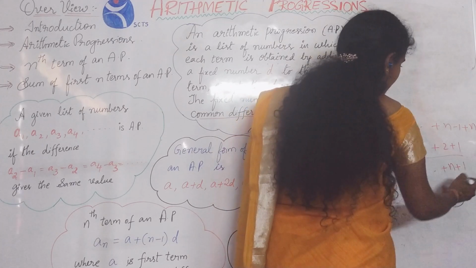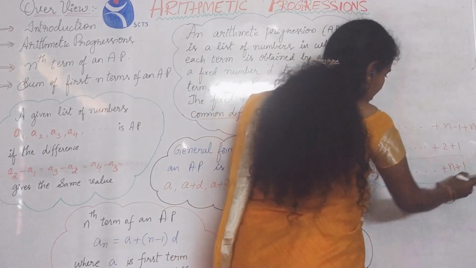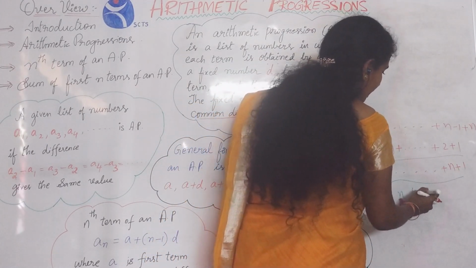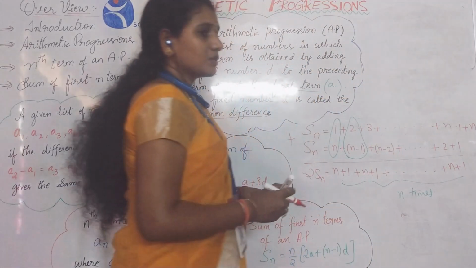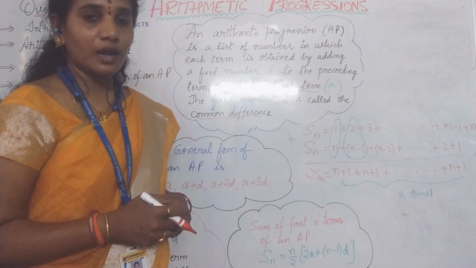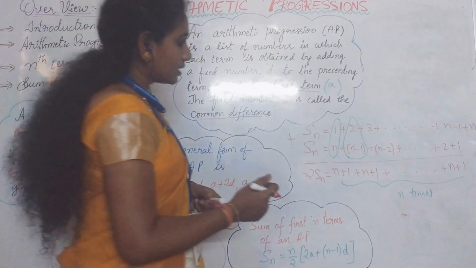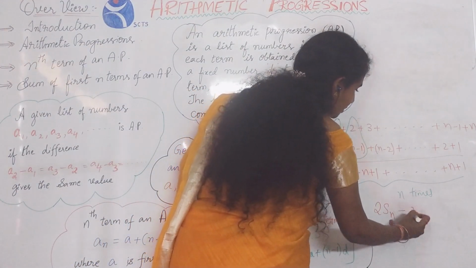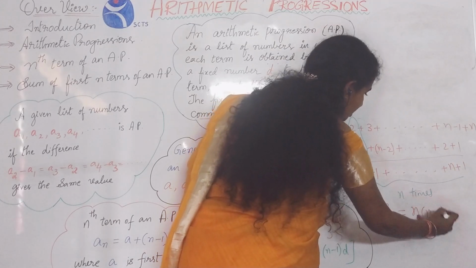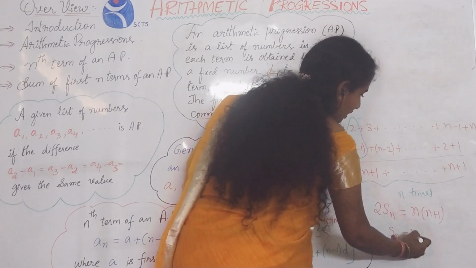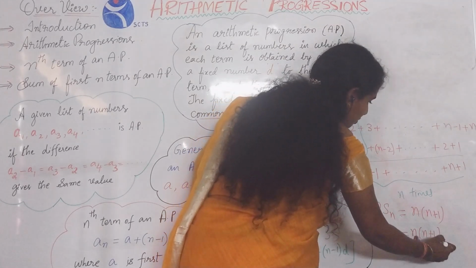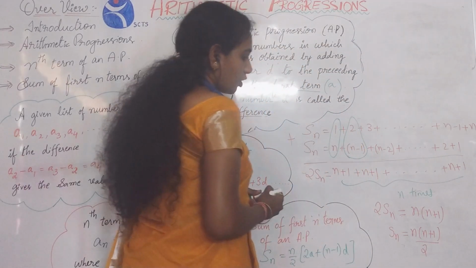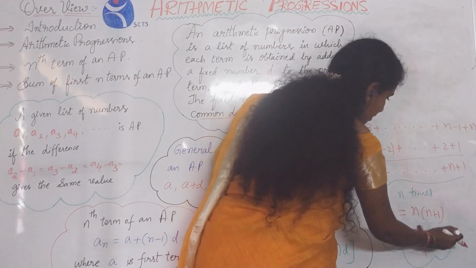So you got n plus 1, n times. So n plus 1 is being added n times. So you can write it as n times of (n plus 1). Twice of Sn is equal to n into (n plus 1). That is Sn is equal to n into (n plus 1) by 2. So this is the formula to find the sum of n natural numbers.